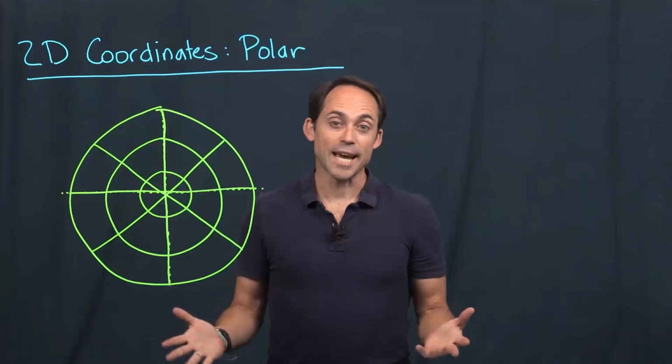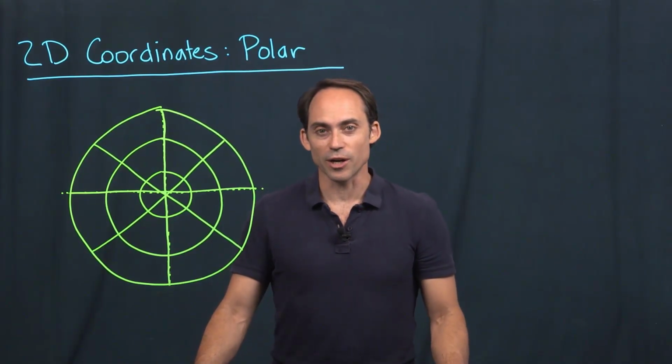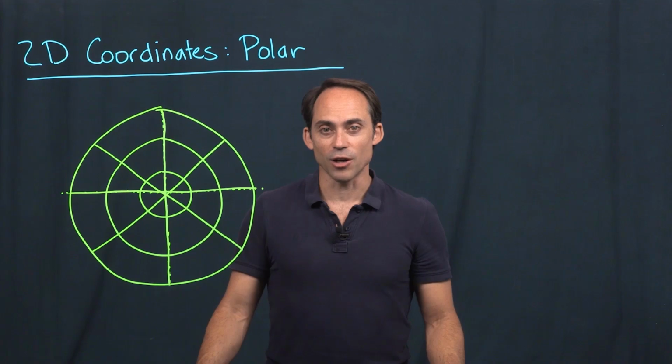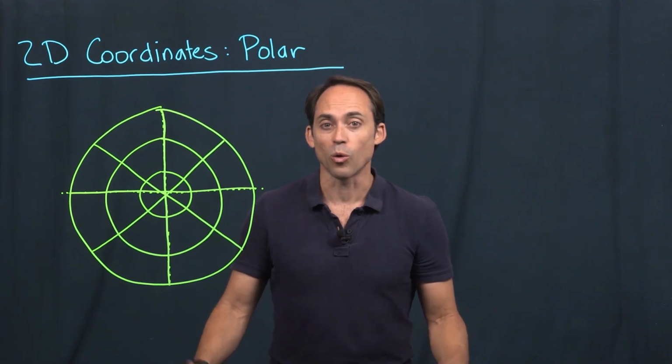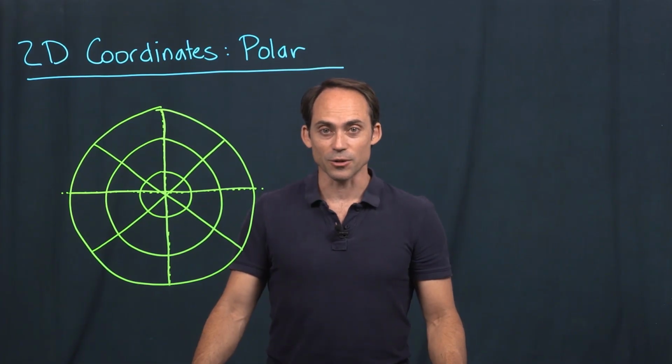Now in general, the rectangular coordinate system is the best one for 2D motion, but there are some kinds of motion where it's actually useful to use another coordinate system called polar coordinates. This is particularly useful for motion that involves some kind of circular component. So orbits or spiral motion are often well described with polar coordinates instead of rectangular coordinates.